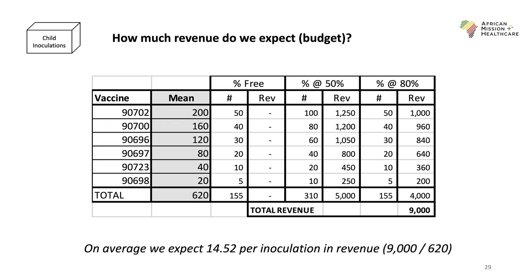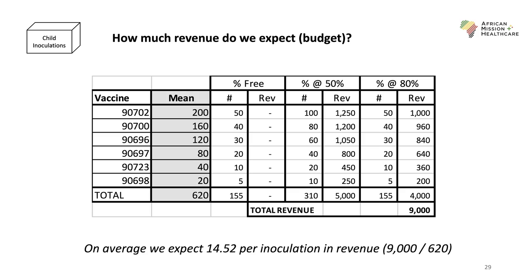So if we do the math, and I'm not going to walk you through the details of the math, what we see is that if we use our mean estimate of doing 620 vaccinations in a given year, we expect to do 155 of them for free, so therefore we'll have no revenue. We'll expect to do 310 of them at 50% recovery, so we expect to get about 5,000 in revenue. And we expect to do 155 of them at 80% recovery, and therefore get about 4,000. So the total revenue we expect from inoculations is about 9,000 ultimately.